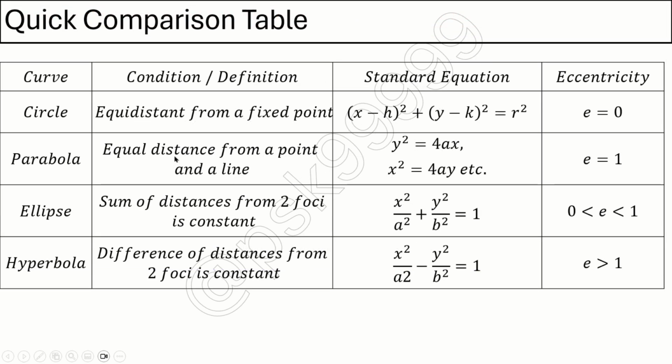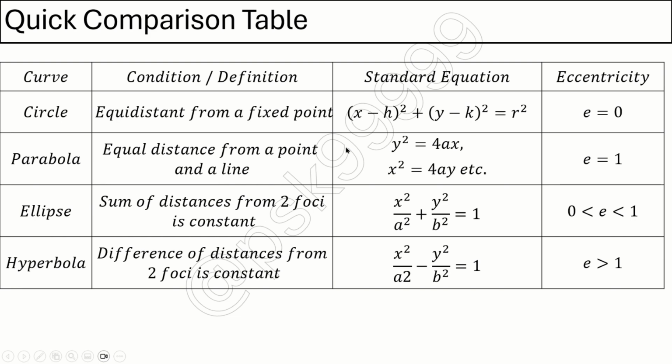Let's see the quick comparison table of each of the conics: circle, parabola, ellipse, and hyperbola. Circle is equidistant from the fixed point, parabola is equidistant from a point and a line, ellipse is sum of distances from two foci is constant, hyperbola is difference of distances from two foci is constant. And these are the standard equations, and what is the eccentricity of each one. So this is the basic comparison table for the conics.